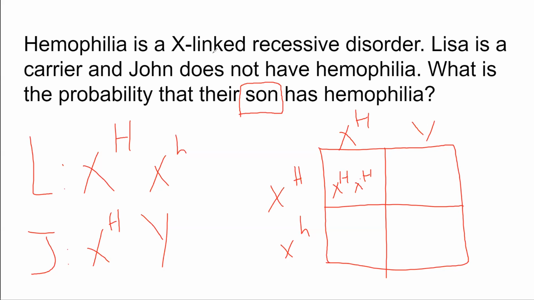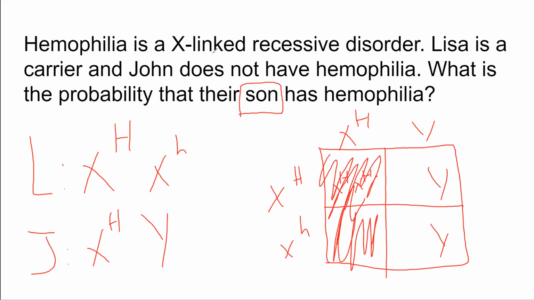So how do we determine which are the sons and which are the daughters? The son is going to have a Y chromosome. So we don't even need to worry about these boxes, because they are not going to have Y chromosomes. That's a bit of a trick that some teachers will pull on you. Make sure you read the question: what is the probability that their son has hemophilia? They're telling you that they have a son, so now you just have to figure out the probability for the sons.